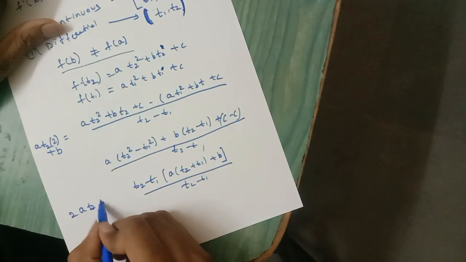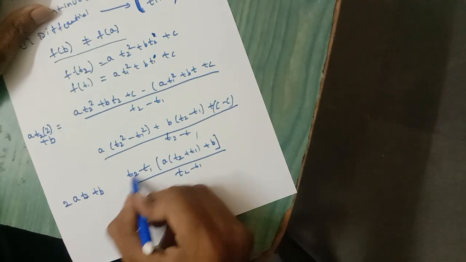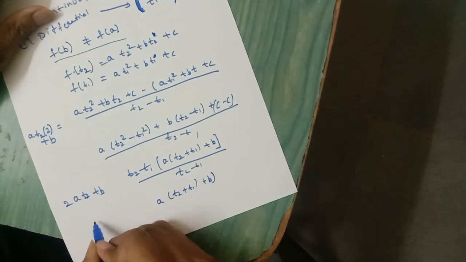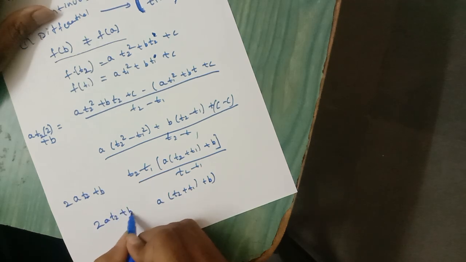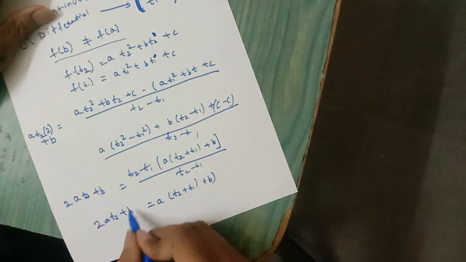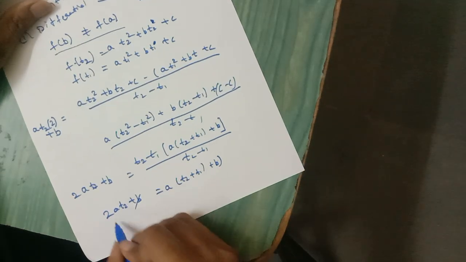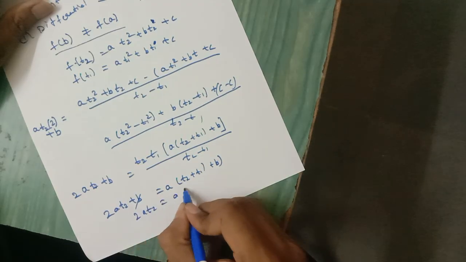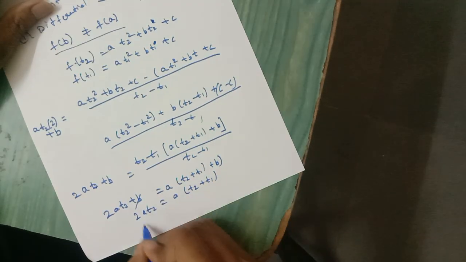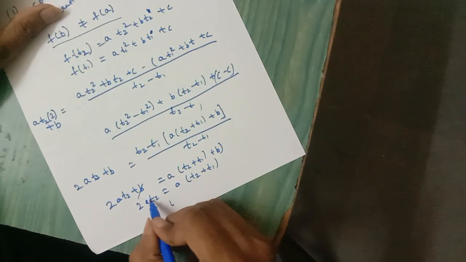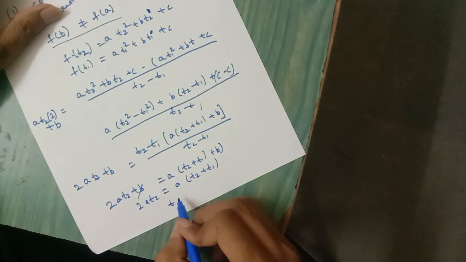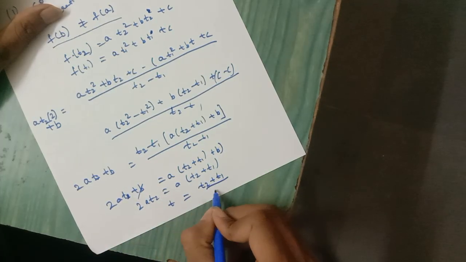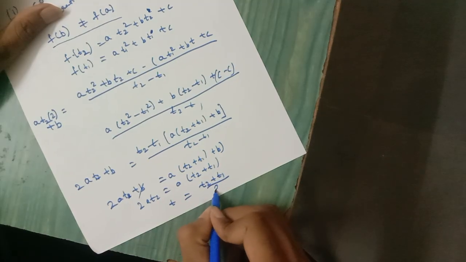And now here this t2 minus t1 gets cancelled, and then a into t2 plus t1 plus b equals 2a t plus b. And this b and b gets cancelled, and then the remaining a and a gets cancelled. Okay, and then 2a t is equal to a into t2 plus t1. Okay, and here a gets cancelled, and here t will be there. Here t is equal to t2 plus t1 by 2.